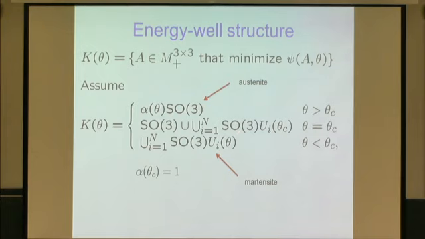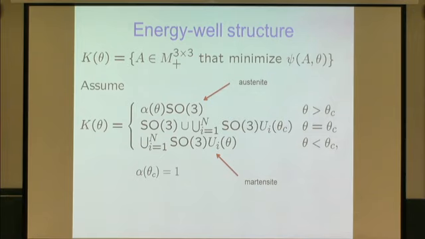Here we're evaluating it, of course, at theta equals theta critical. And so that's the number of variants that you have, which has to divide 24, because that's the order of the cubic group. So it'll be some number dividing 24. And again, you can pre-multiply by any rotation, because that doesn't change the energy.